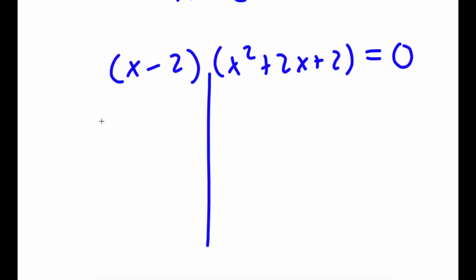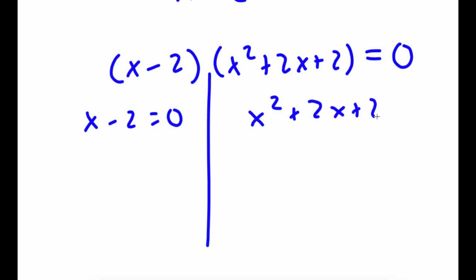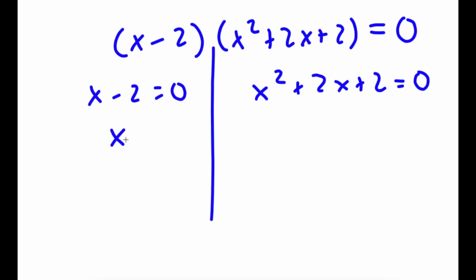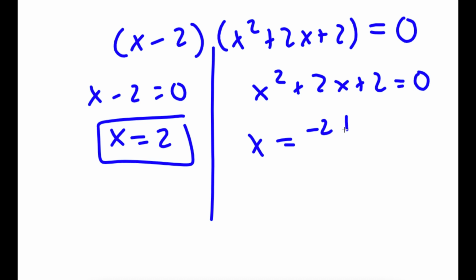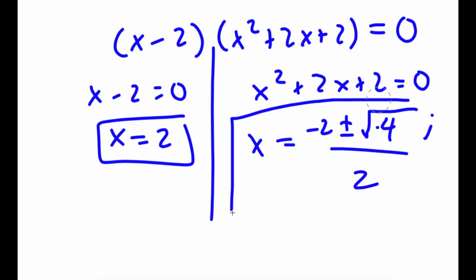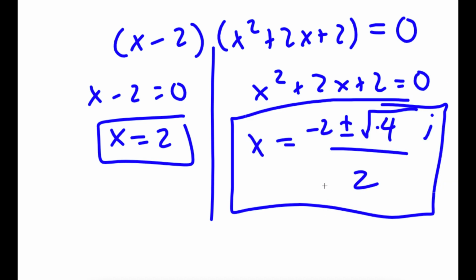Now this gives me two equations. I have x minus 2 is equal to 0 and x squared plus 2x plus 2 is equal to 0. For x minus 2 equals 0, x is obviously equal to 2. And for x squared plus 2x plus 2 equals 0, you have to use the quadratic formula. If you do, you should get x is equal to negative 2 plus or minus the square root of negative 4, which is 4i, over 2. So these are two other answers.